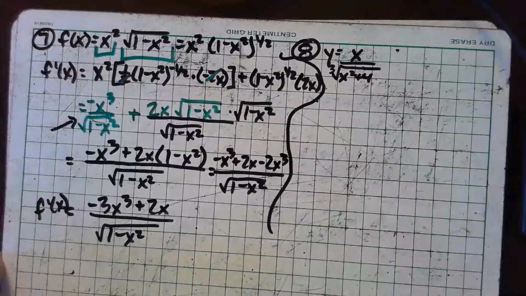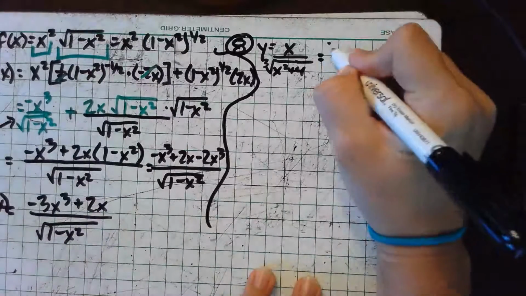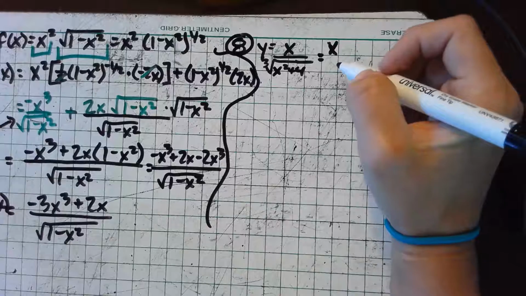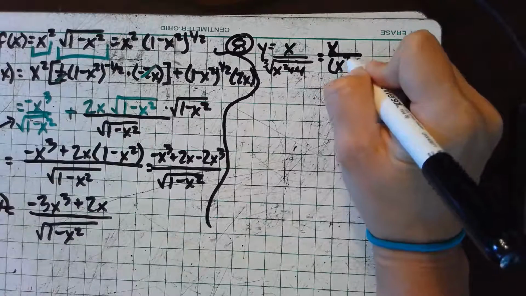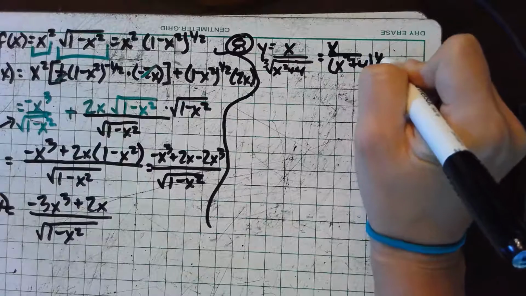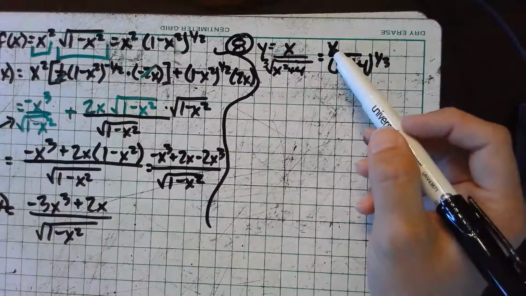Okay, number 8 is going to be the quotient rule. Now, I'm going to go ahead and change this to x squared plus 4 to the 1/3. Yes, you can make this product rule by bringing that x squared plus 4 to the 1/3 up and making that negative, and that's perfectly fine. All right, but I'm going to remind us of the quotient rule.